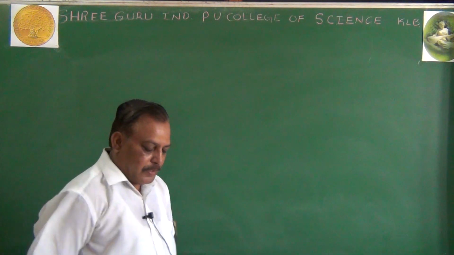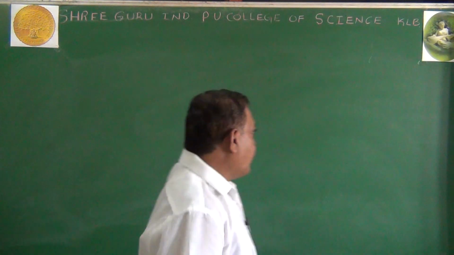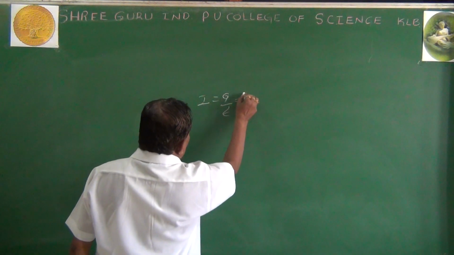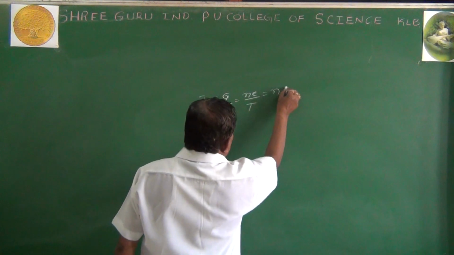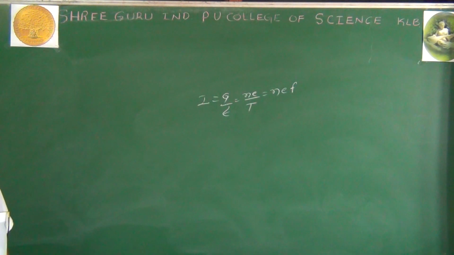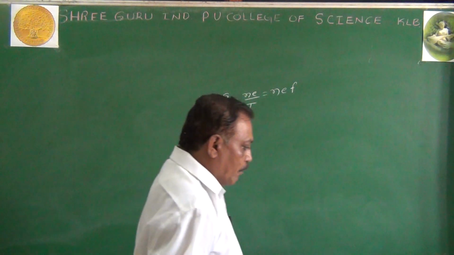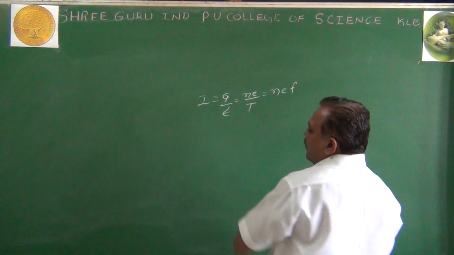Then we can give the equation I equals Q by T. This equation can also be modified: Q equals N into e. Taking T, 1 by T is nothing but frequency, so I can write I equals N into e into f also. By taking the basic terms related to the charge and the time taken for one complete cycle, that is nothing but the period. The reciprocal of the time period is nothing but frequency.